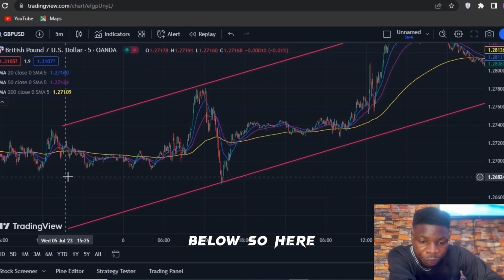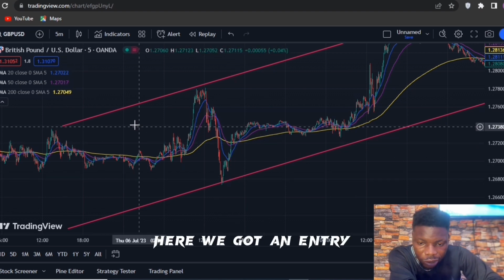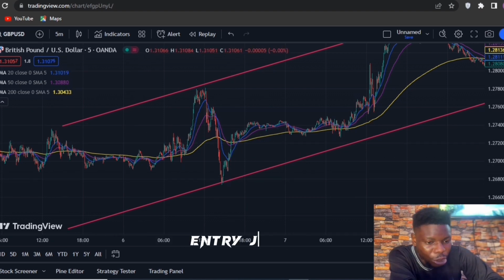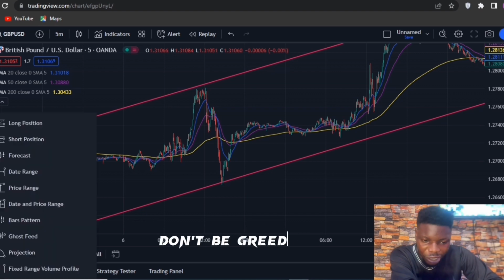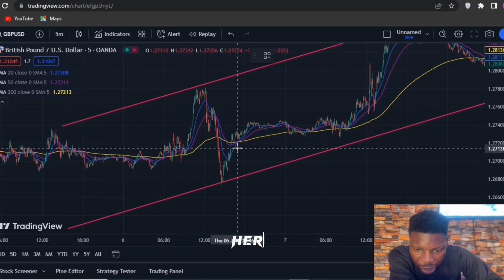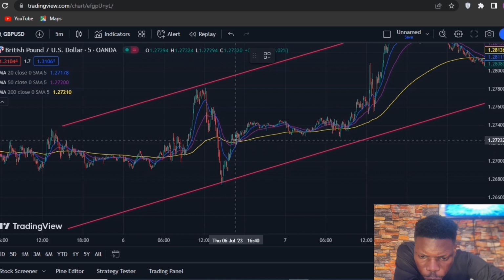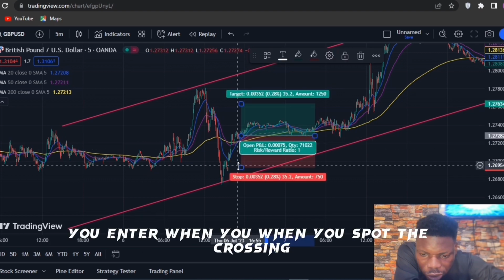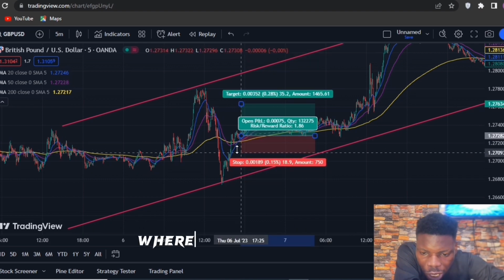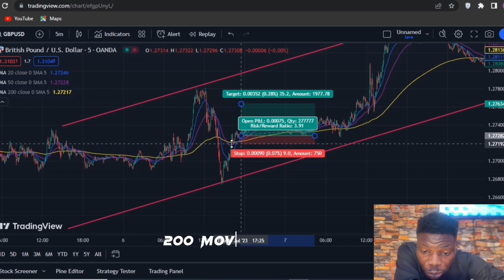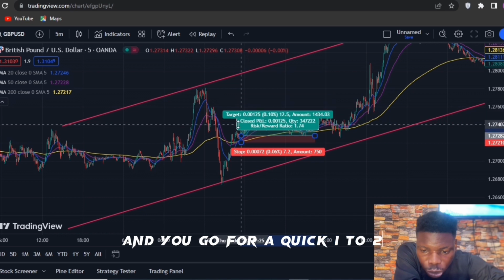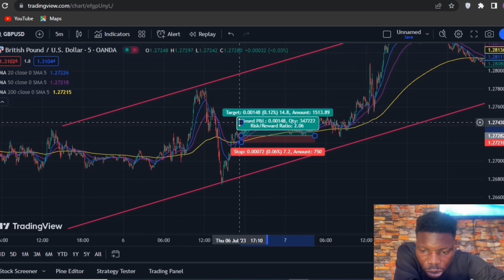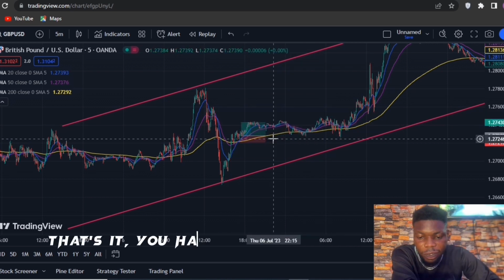So here we got an entry. Whenever you spot an entry, you just go for your 1 to 2 risk reward. Don't be greedy, guys. Here, it's crossed. You enter when you spot the crossing. Then your stop loss will be where you find the 200 moving average. Then you go for a quick 1 to 2. That's it, you have it, guys.